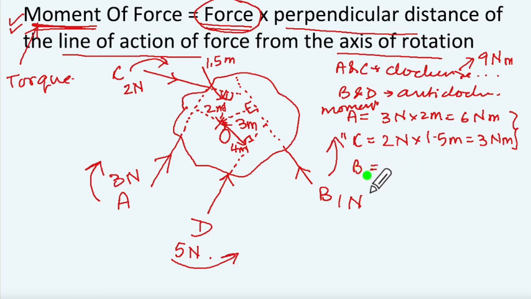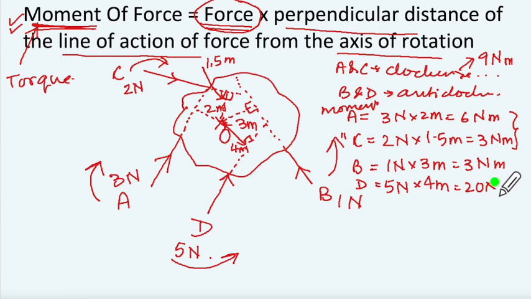For our B, which is anti-clockwise, it will be force into this perpendicular distance. So it is 1 Newton multiplied by 3 meter. So that will be 3 Newton meter. And for D, it is 5 Newton multiplied by its perpendicular distance is here. This is 4 meter. So that will be 20 Newton meter. Okay, so this is going to give us total anti-clockwise 20 plus 3, that is going to give us 23 Newton meter, which is anti-clockwise.